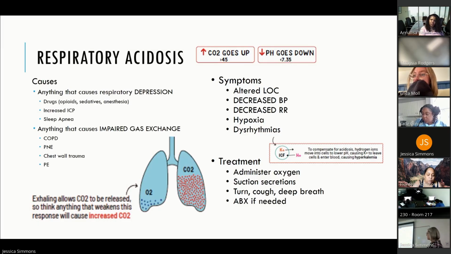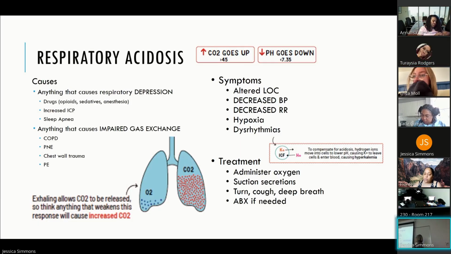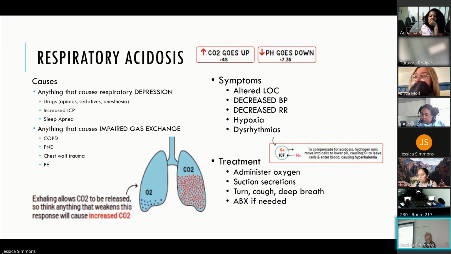So for your treatment, you want to administer oxygen, suction secretions, turn the patient, cough, have them deep breathe, antibiotics if needed. What this is missing is that when patients become severely respiratory acidotic and they are not compensating, like if you have a patient with a drug overdose, or a patient that has a COPD exacerbation that is in severe respiratory acidosis, they are confused. They are not doing well at all. What you need is a BiPAP.